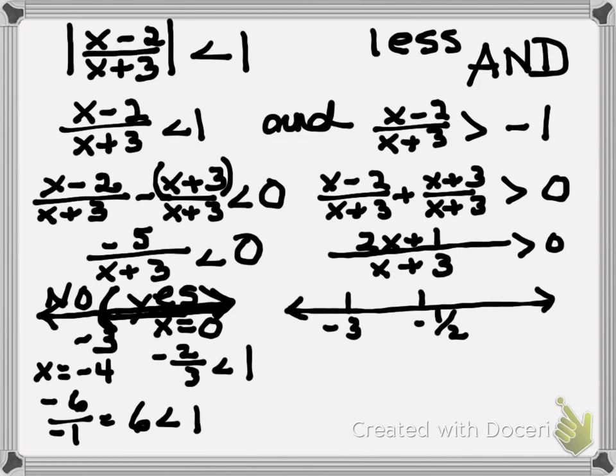To the right of negative 1/2, it's easiest if I just pick 0. 0 minus 2 is negative 2. 0 plus 3 is 3. Is negative 2/3 greater than negative 1? Yes.